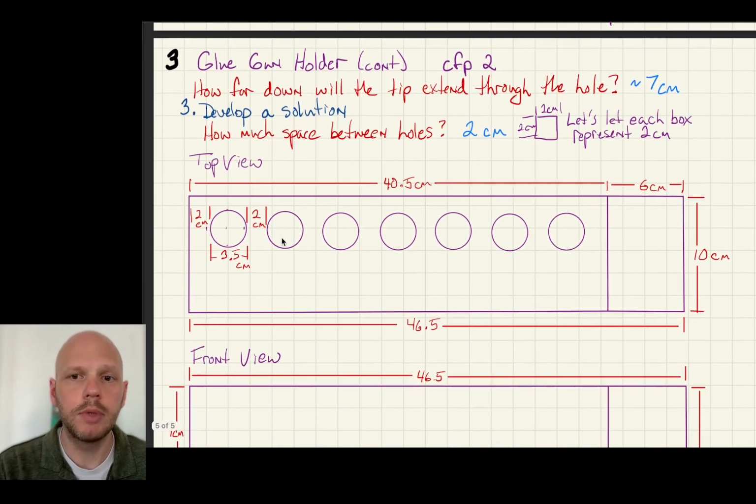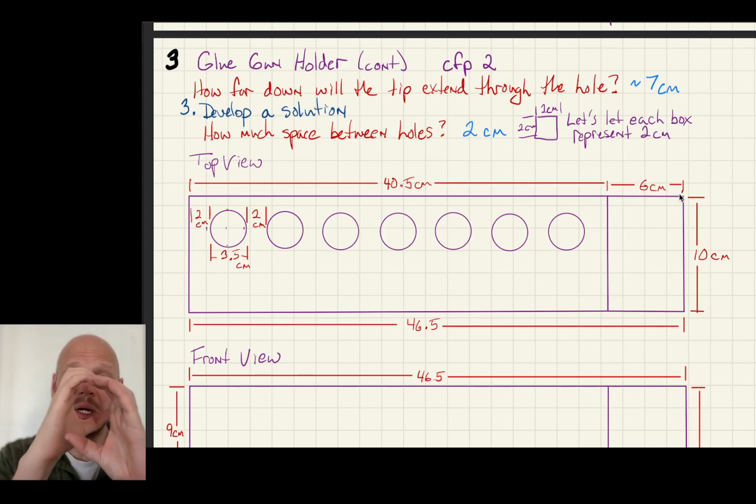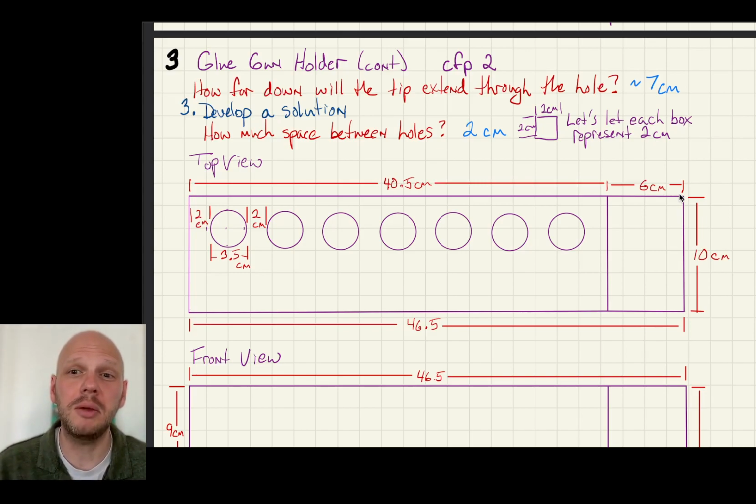And I laid it out. This is a top view, so this is looking down on it from the ceiling. And you can see the 7 holes. And I want it to be about 10 centimeters in depth. I want the box to hold the glue sticks to be about 6 centimeters. And I just took my bundle of glue sticks and measured to see approximately how big I thought that would need to be to hold all 100 glue sticks. And that gives me a total length of about 46.5 centimeters.